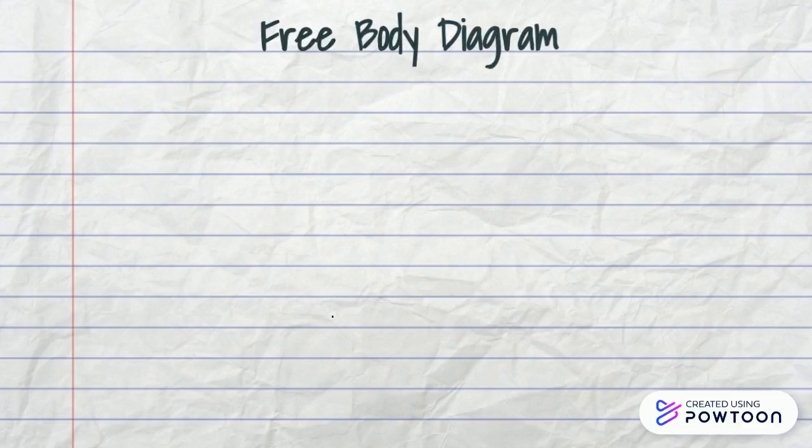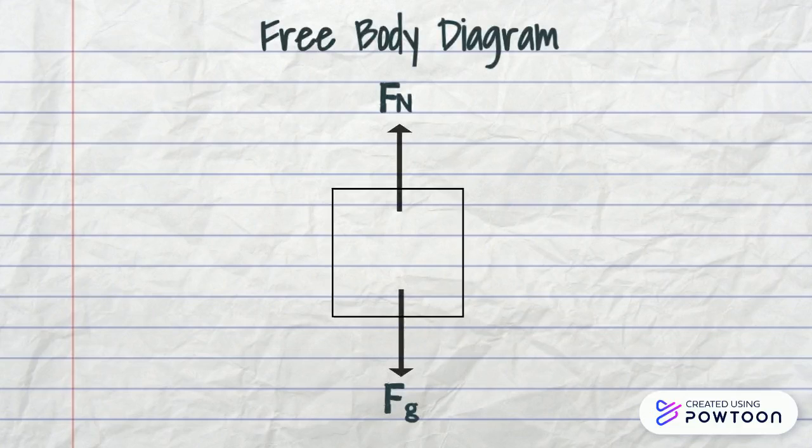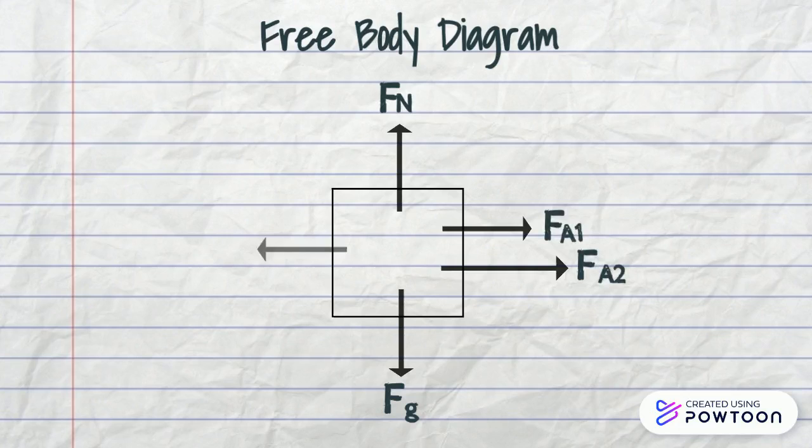I'm going to draw a box to represent the barbecue. We have the force normal and gravity, of course, which will equal each other. Now we have the force applied, which is the force exerted by me and my brother. Finally, we shouldn't disregard the force of friction.